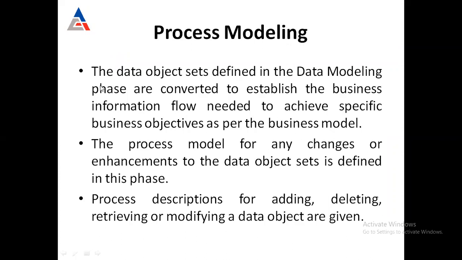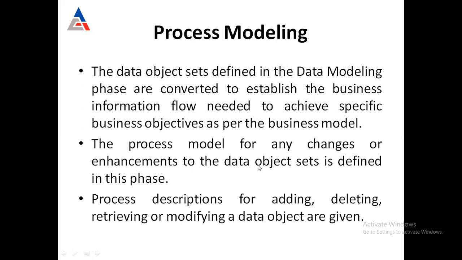Next is the process modeling. The data object sets defined in the data modeling phase are converted into the business information flow needed to achieve the specific business objective as per the business model. So once you collect the information, you distribute the data, and the data are used as per the requirement of that model to perform some specific task. The process model for any changes or enhancement to the data set can be defined in this phase.